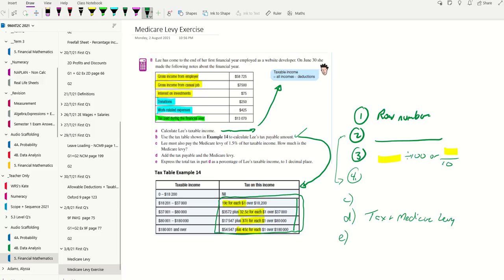And then the last question is a bit different. It's asking you to express the total tax in Part D as a percentage of Lee's taxable income to one decimal place. So you're going to put the answer to D over your answer to A. And then you're presenting that as a percentage, so that's going to be times 100%. And that is going to give you an answer of something to a percent. Okay, have a go at working this exercise out.